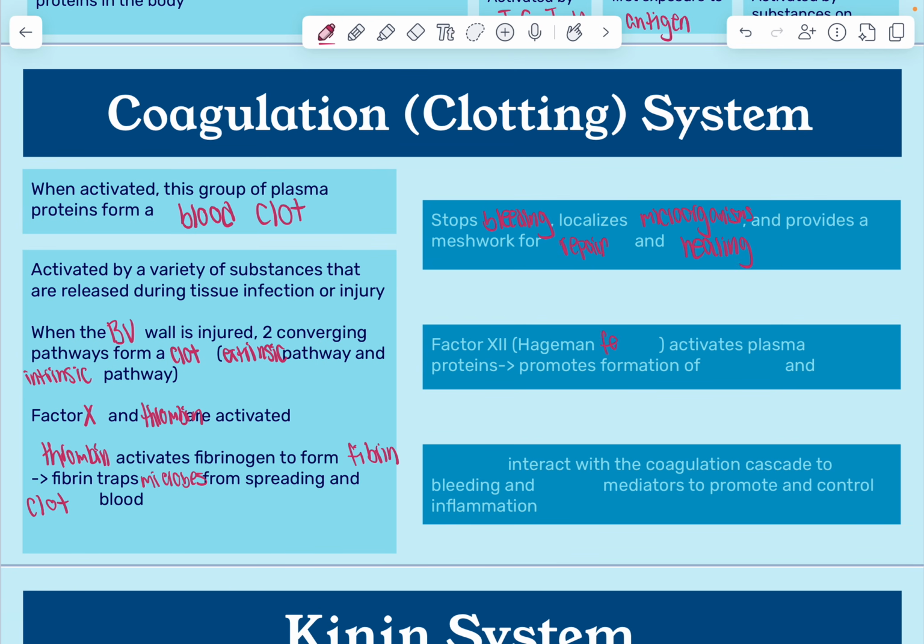Factor 12 is the Hageman factor, and this activates plasma proteins, which is going to promote the formation of bradykinin as well as kallikrein. This system is also going to have platelets that are interacting with the coagulation cascade to stop bleeding and to release mediators that are going to promote and control the inflammation that's going on.